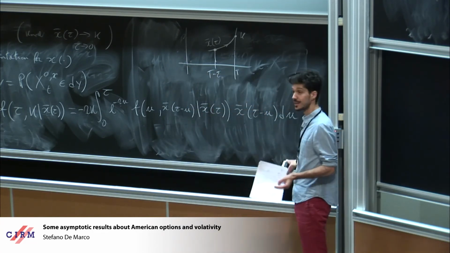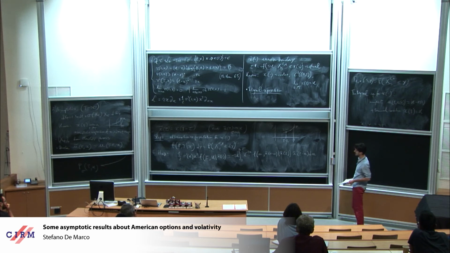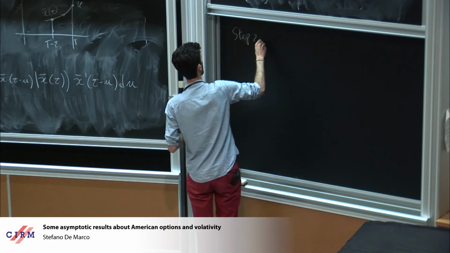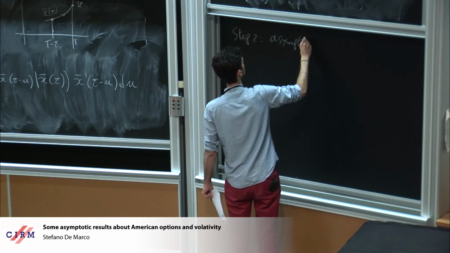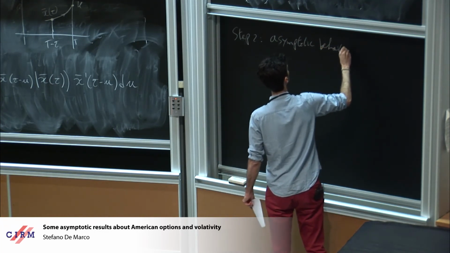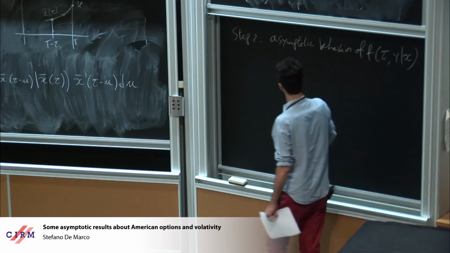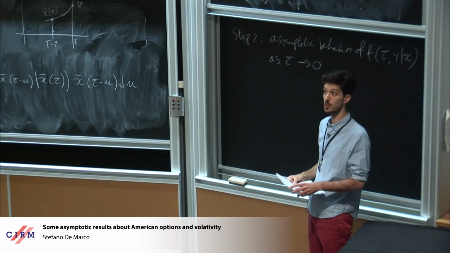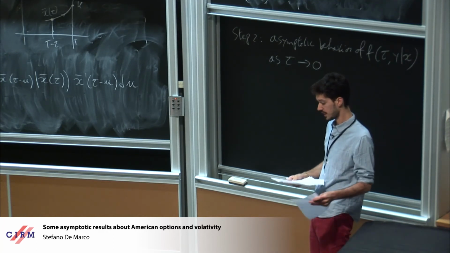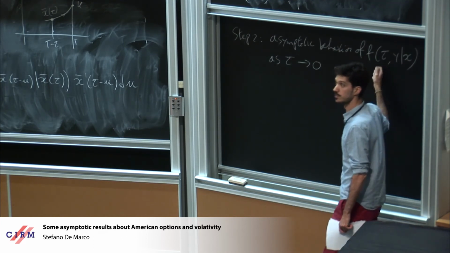Good. So what did I gain? Well, what we gained is the fact that now to this representation, I can apply step 2, which is using what we know on the asymptotic behavior of the density of the process as time goes to 0, right? So now we open the way to decades of literature about heat kernel expansions in small time.